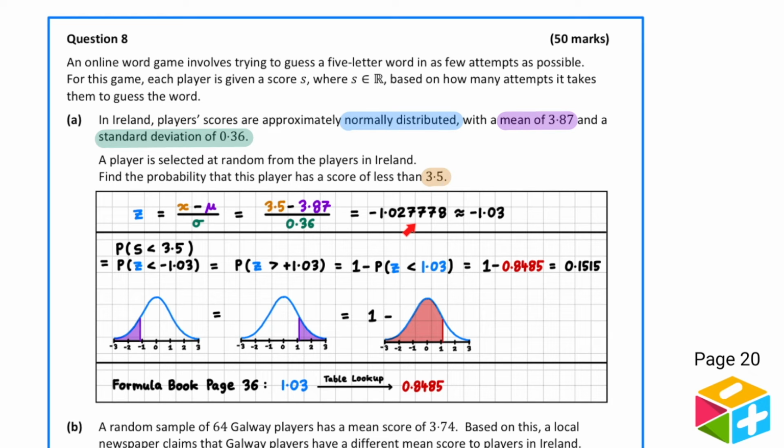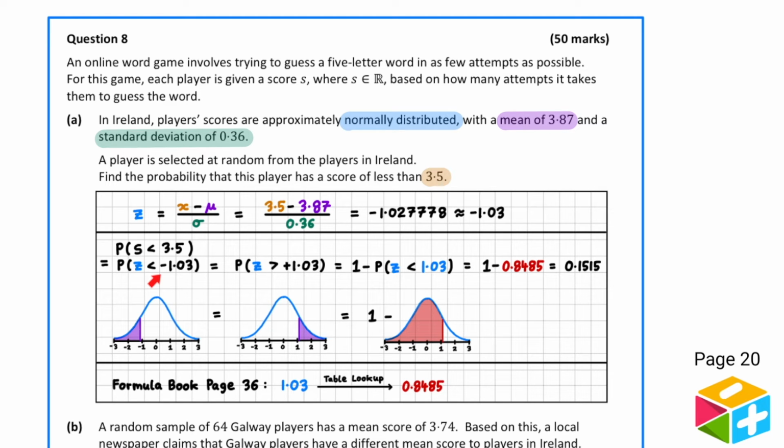1.027778. The tables in our formula book are formatted to receive numbers which have exactly 2 numbers after the decimal place, so we should round this number to 2 decimal places. This brings us to minus 1.03. Using this standardization, we can conclude that the probability our player has a score which is less than 3.5 is equal to the probability that a standard normal distribution is less than minus 1.03.